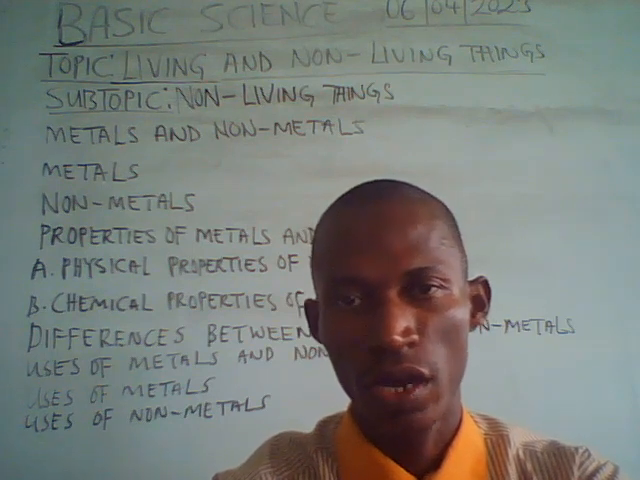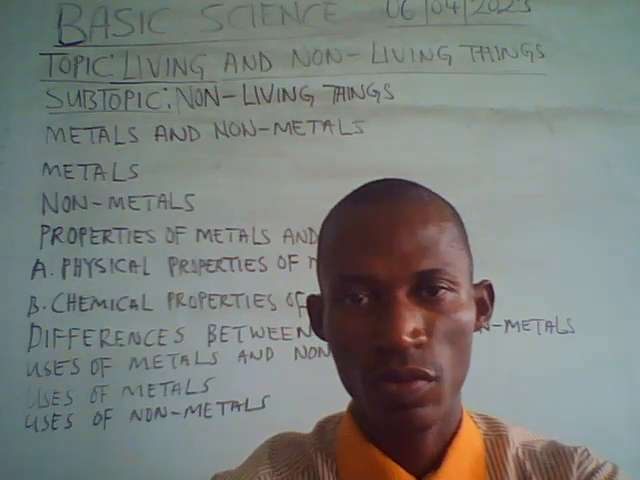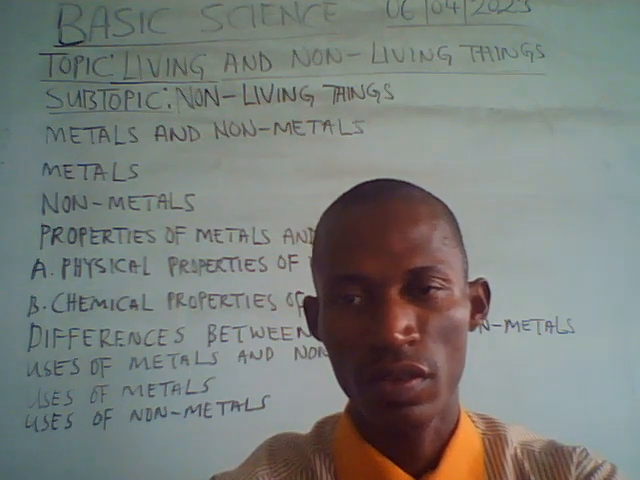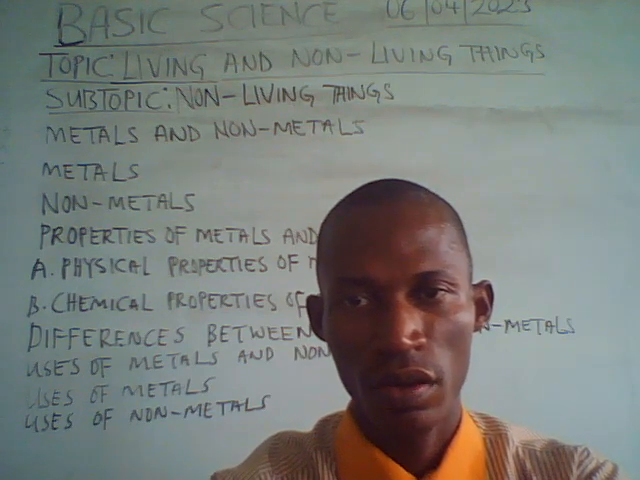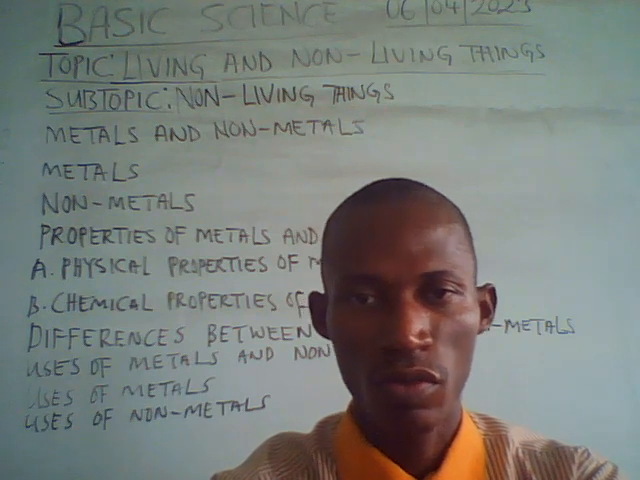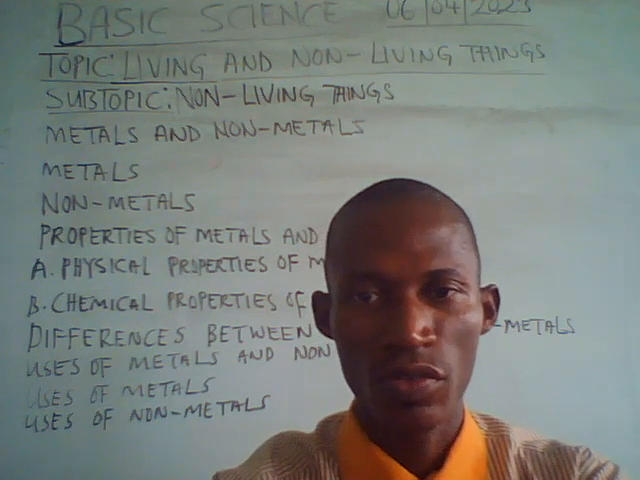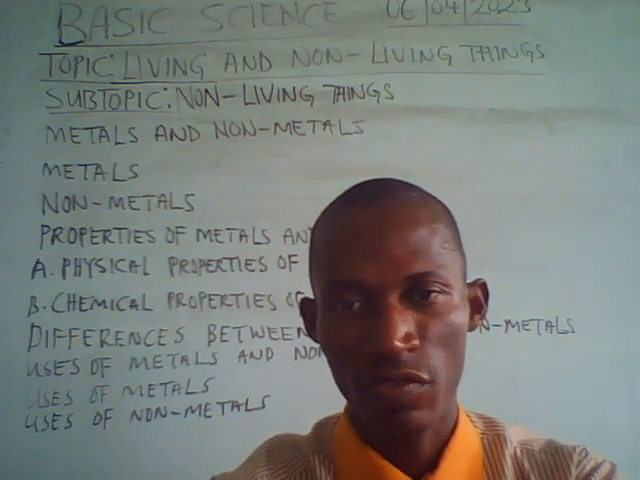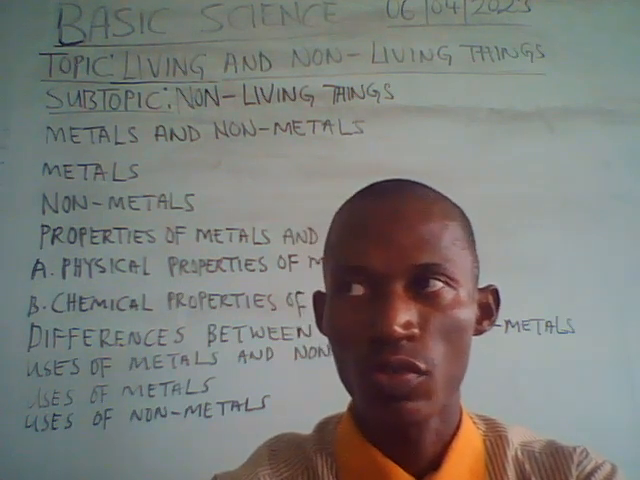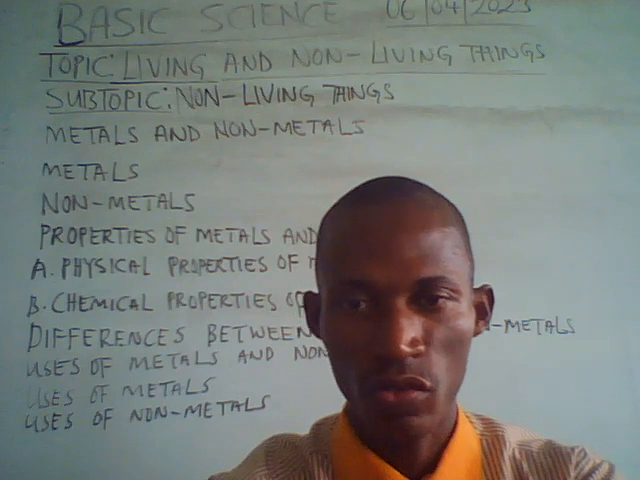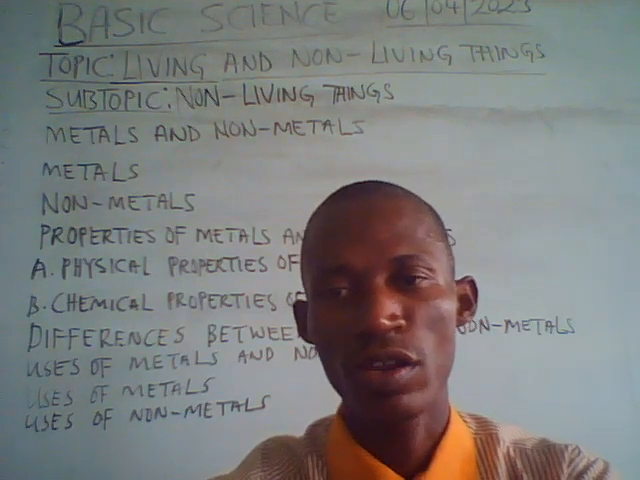In today's video, we are going to look at the subject basic science, and our topic today is living and non-living things. Our subtopic is non-living things. Under this topic, we'll look at metals and non-metals. We'll also look at the properties of metals and non-metals. We'll look at the physical properties and the chemical properties. Then we'll look at the differences between metals and non-metals. We'll look at uses of metals and non-metals. So let's get started. What are non-living things?